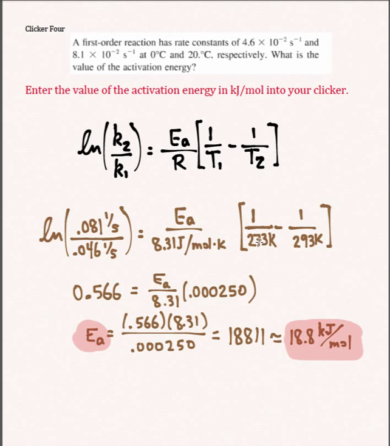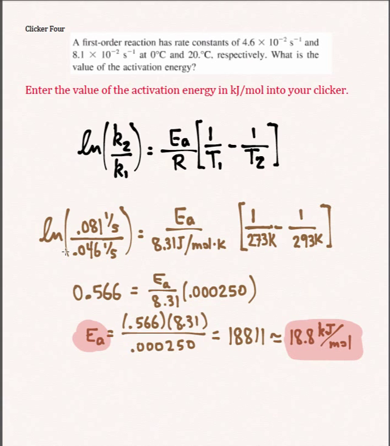So I have a temperature of 273 and the rate constant was 0.046, and I have a warmer Kelvin temperature of 293 and the rate constant gets larger. Are you surprised that as the temperature increased, the rate constant went up and therefore the rate went faster, the reaction went faster? No, you're not surprised.